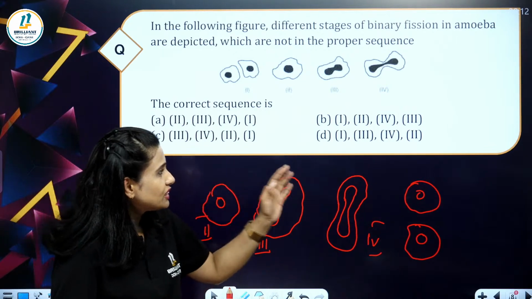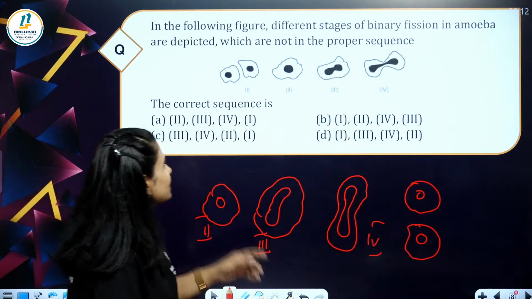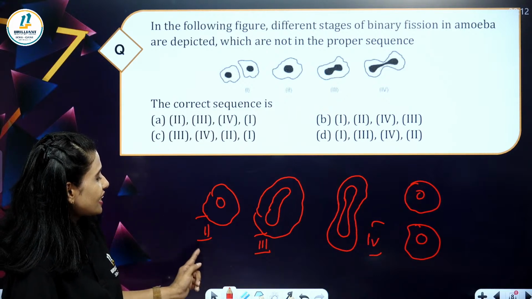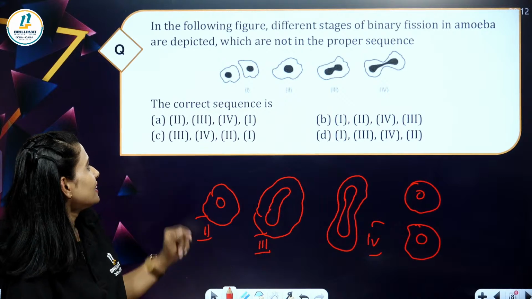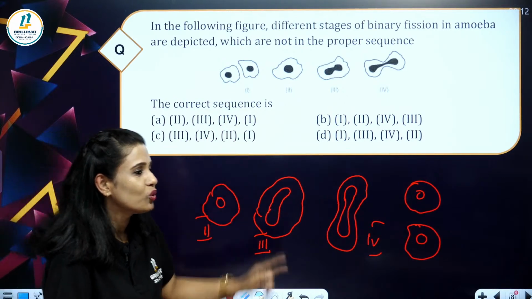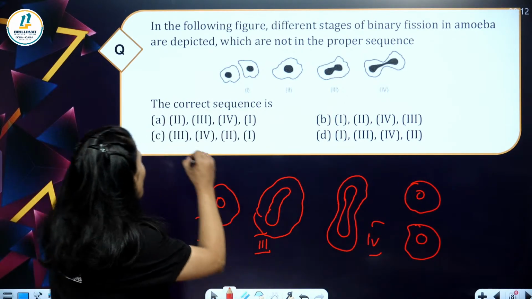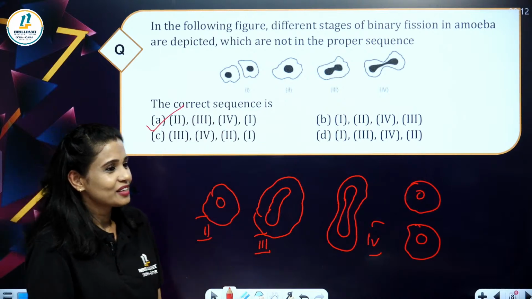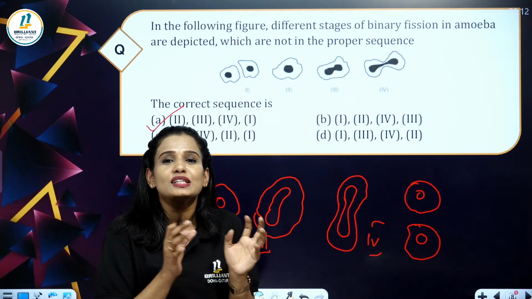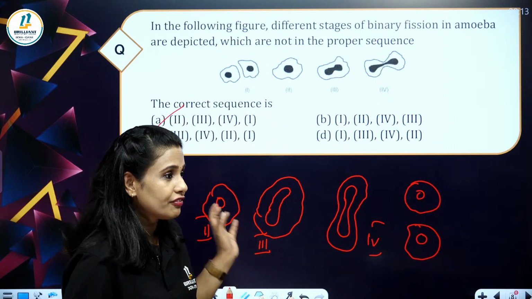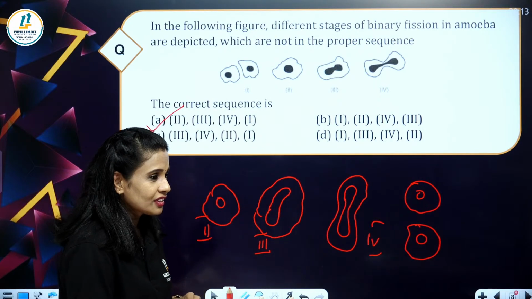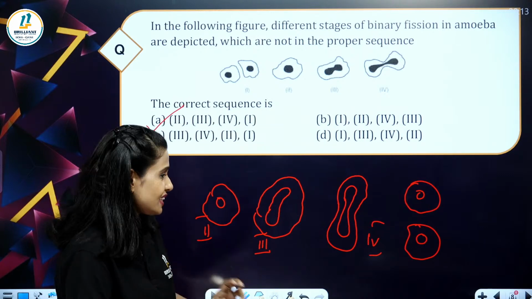So, which is the correct option here? Second, third, fourth and 1. Which is the correct option? Option A. It is binary fission in amoeba. Okay. Let's do the next question.